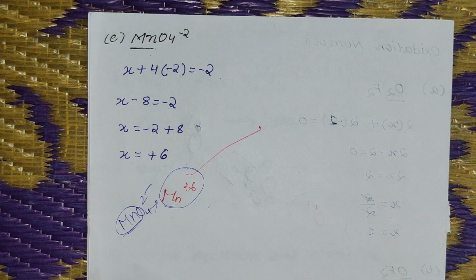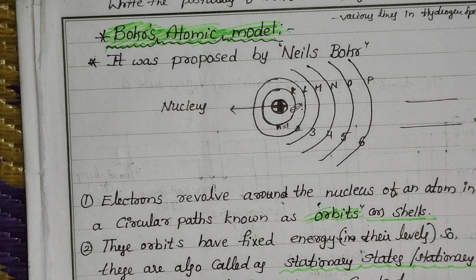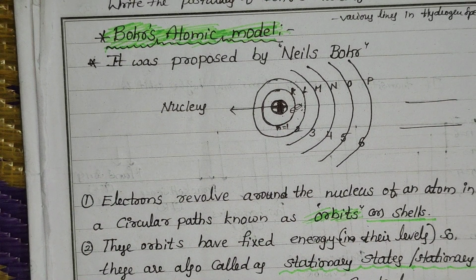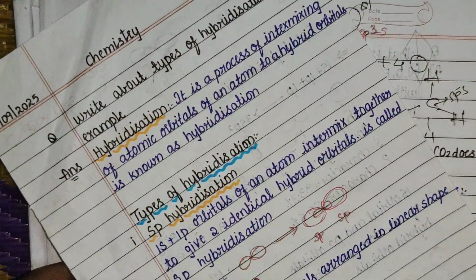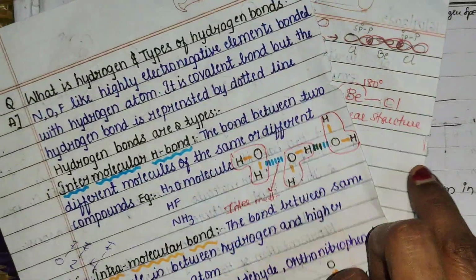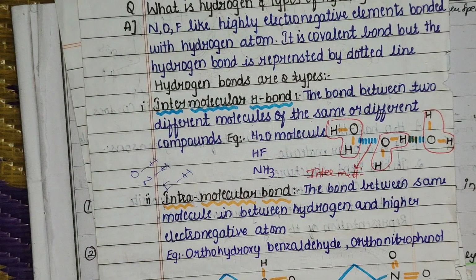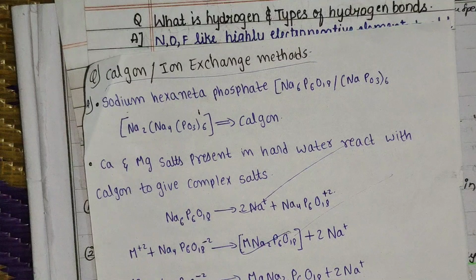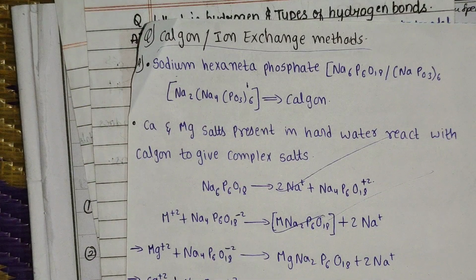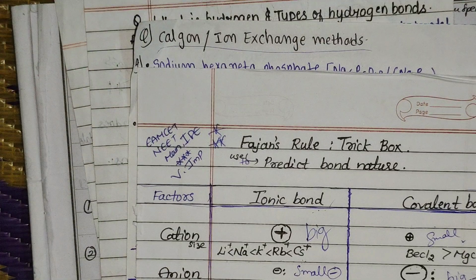Try to learn properly. Already I told you the 2 LAQs. What are those? One is Bohr's theory. Already I explained this, and the video is available on YouTube, check Maheshwari Chemistry Classes. Second LAQ is sp3, sp2, sp hybridization types. After that, SAQs: hydrogen bond types and names, Calgon method and ion exchange method, and Fajan's rule.